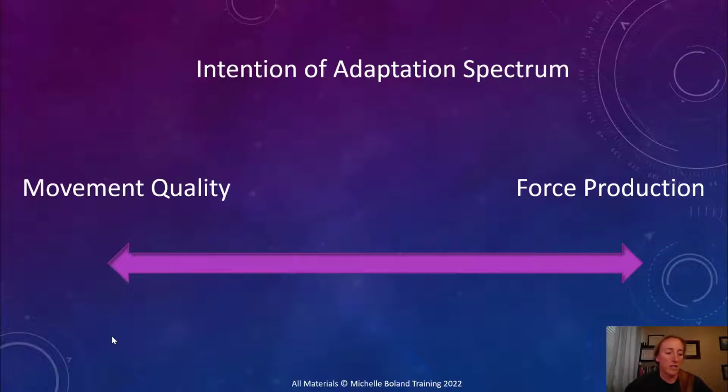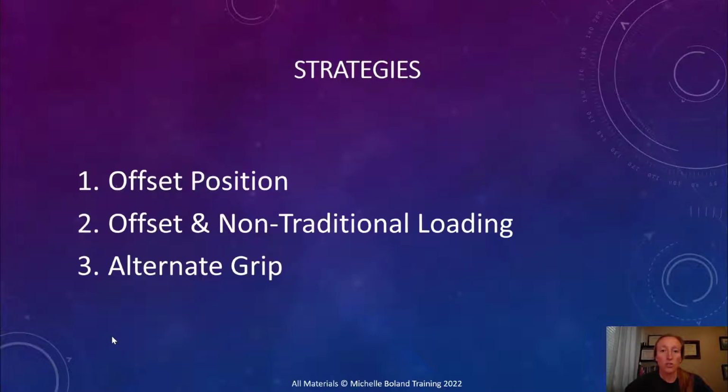My 3 rules blend these 2 worlds together, or really try not to push people all the way right in terms of high force production activity and restricting movement. I want to put people in offset positions. That means instead of 2 feet flat on the ground in a bilateral stance, feet hip width apart, I can put them in a staggered stance position, with 1 foot in front of the other, front to back, or side to side.